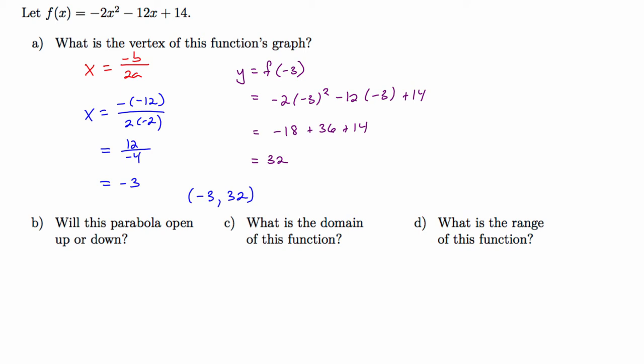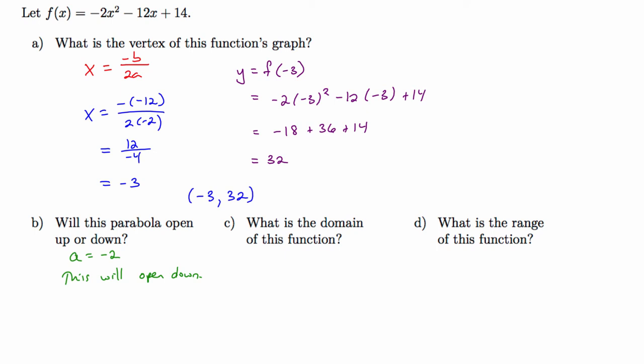In part B, we need to answer, will this parabola open up or down? Looking at the original function, f of x equals negative 2x squared minus 12x plus 14, because the leading coefficient on the x squared is a negative 2, and it's a negative number, we know that this parabola will open down.